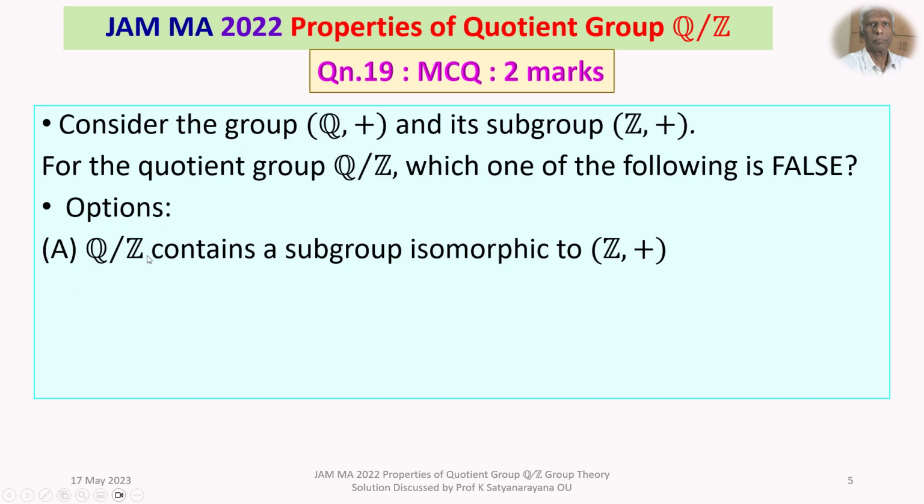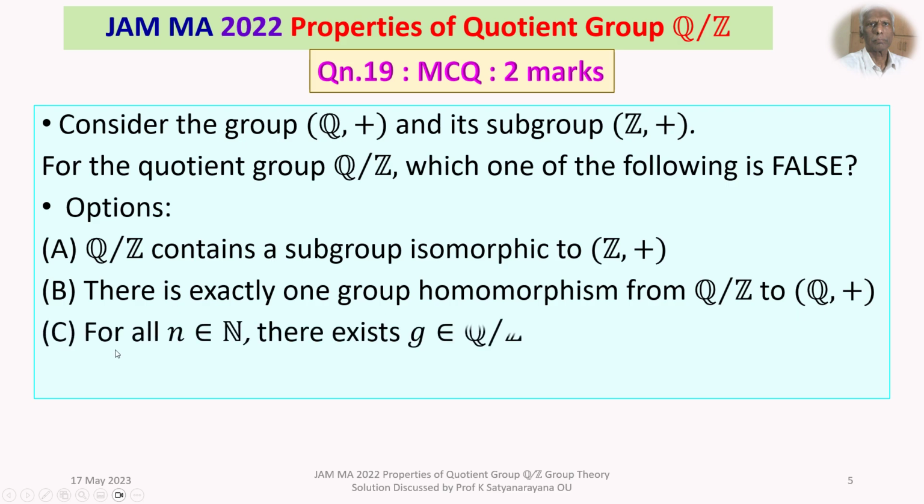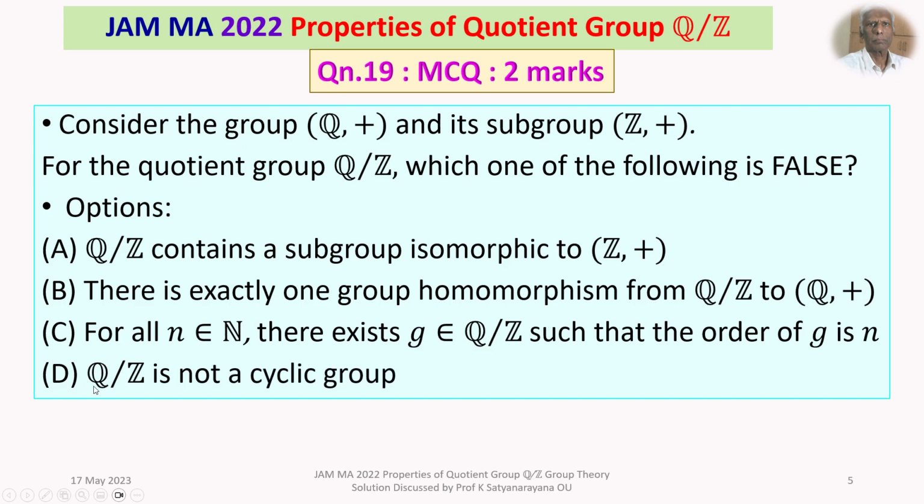Option A, Q by Z contains a subgroup isomorphic to Z plus. Option B, there is exactly one group homomorphism from Q by Z to Q plus. Option C, for all natural numbers n, there exists a g belonging to Q by Z such that the order of g is n. Option D, Q by Z is not a cyclic group.